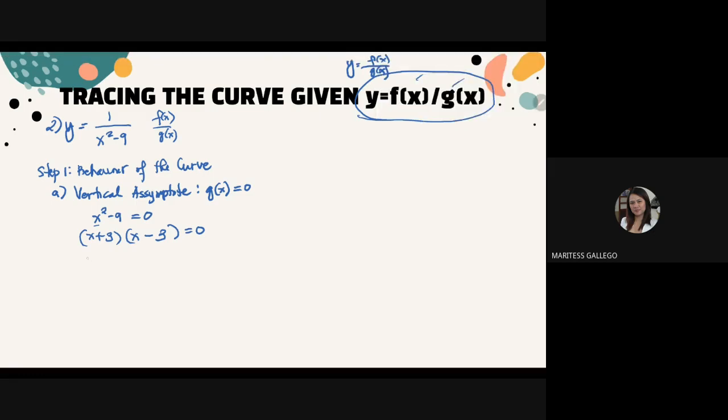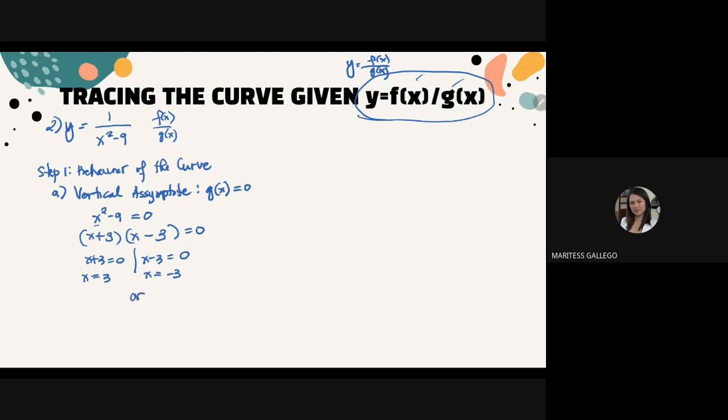Equate factors to 0. So, x plus 3 is equal to 0. X minus 3 is equal to 0. X now is 3. X here is negative 3. So, meaning, we have two vertical asymptotes: a line that is x is equal to 3 and a line which is x is equal to negative 3.